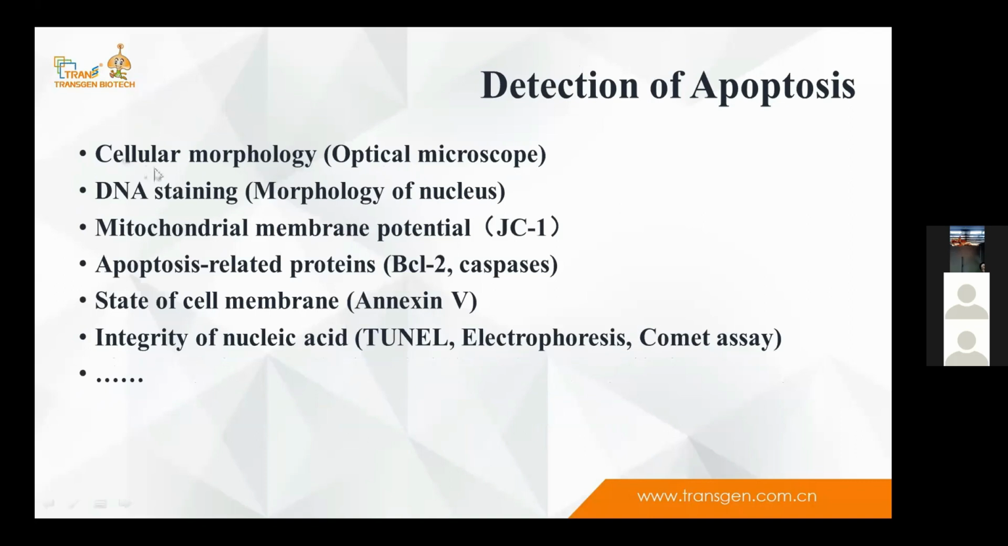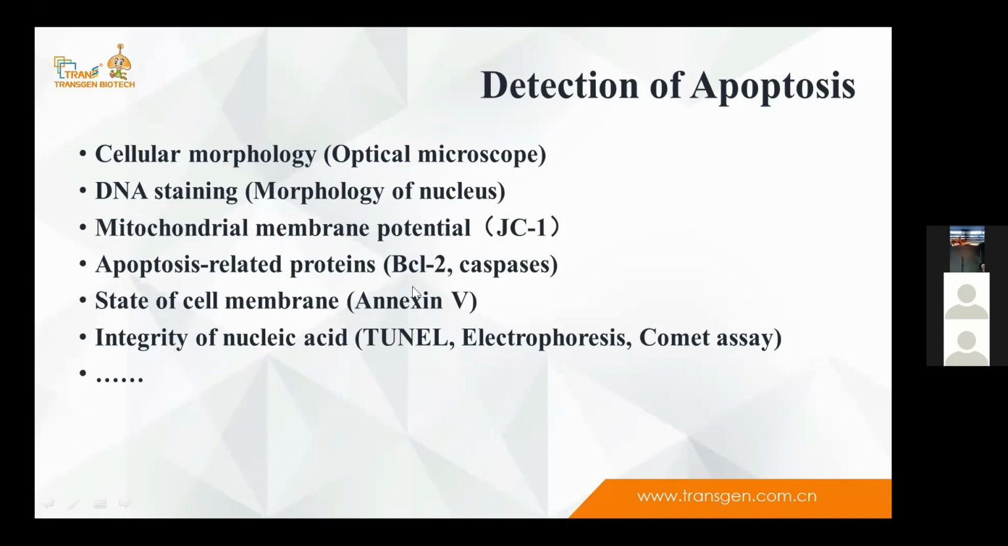So here we can provide different methods to detect apoptosis. First one is cellular morphology, so you can use the microscope to detect cellular morphology. The other one is DNA staining. Also, we can detect the nucleus situation to see whether or not there is apoptosis. And with the mitochondrial membrane potential JC-1 assay, we can detect the mitochondria's integrity.